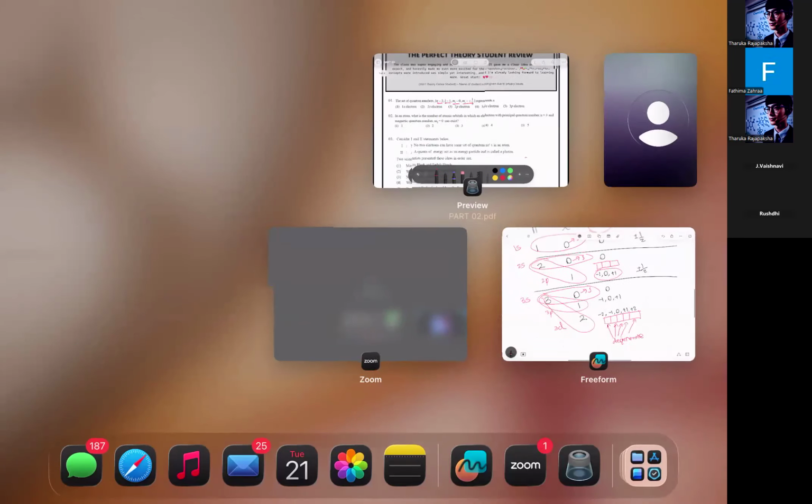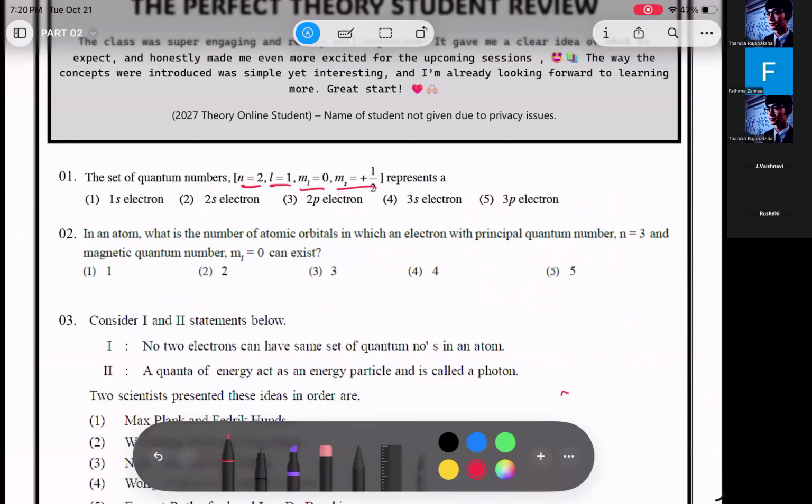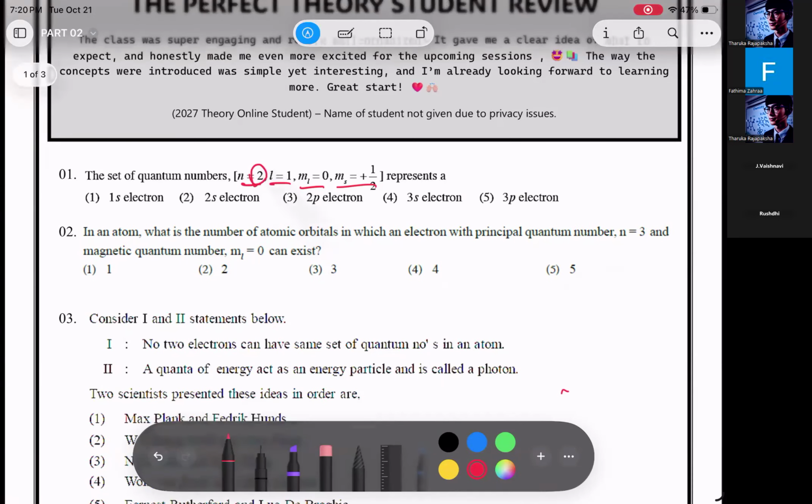The set of quantum numbers n equals 2 and l equals 1 represents what type of electron? When n equals 2, it should be 2, right? And then l equals 1, it should be p, right? So the answer is answer number 5. Question number 1, answer number 5.